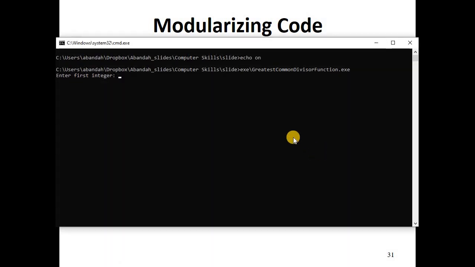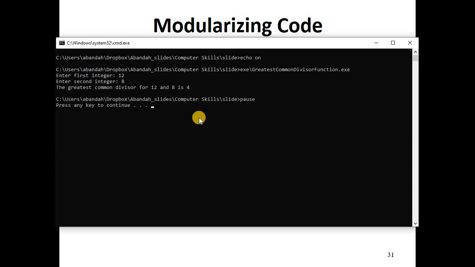Let's run it. It asks for the first integer, give it 12, the second integer, give it 8, and its output is: the greatest common divisor for 12 and 8 is 4.